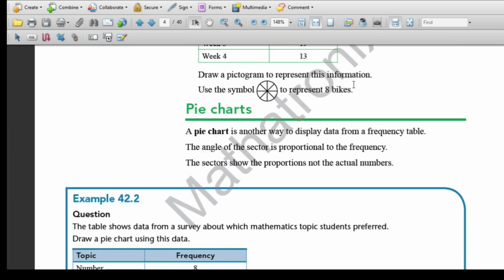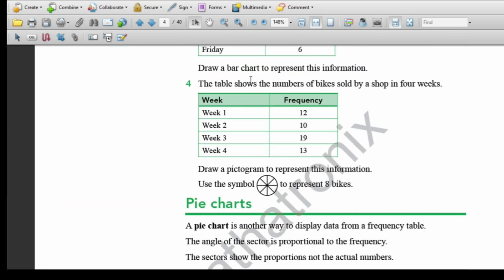Now question number 4. The table shows the number of bikes sold by a shop in 4 weeks. In week 1, 12 bikes were sold. In week 2, 10. In week 3, 19, and in week 4, 13. This symbol represents 8 bikes. Here in this circle there are 8 sectors, 1 2 3 4 5 6 7 8. So 8 sectors represent 8 bikes in a complete circle.